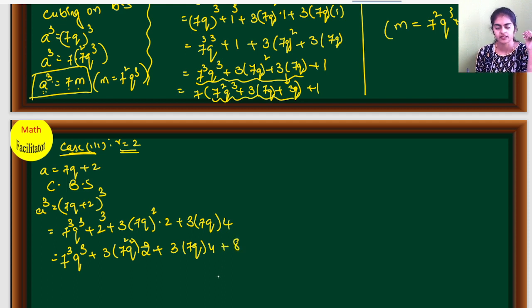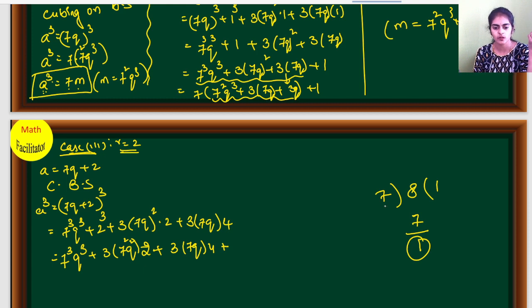Plus 8. Okay, this 8 is greater than your divisor. Divisor is only 7. So 8 is greater than 7, so this 8 you will have to split it. How will you split? You will divide 8 by 7. So 1 times 7, the remainder is 1. So you will actually write it as 7 ones are 7 plus 1. Okay, so that is equal to 7.